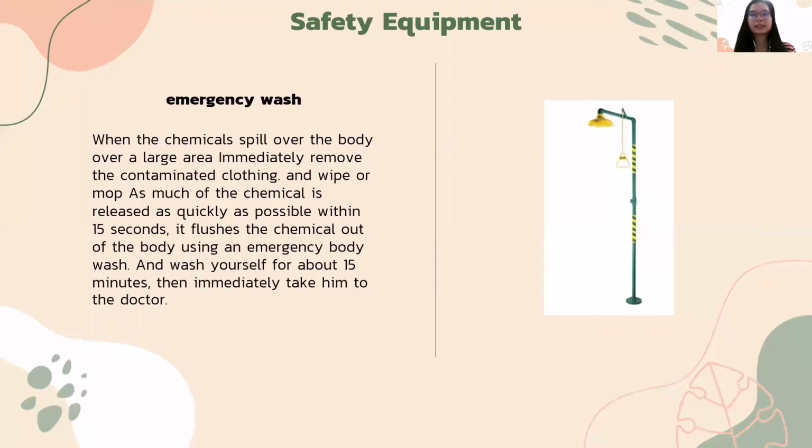Next is emergency body wash. We use emergency body wash when chemicals spill over a large area of the body. Remove the contaminated clothing and wipe off as much of the chemical as possible, as quickly as possible, within 15 seconds. Flush the chemical off using an emergency body wash, washing yourself for about 15 minutes, then immediately go to the doctor.